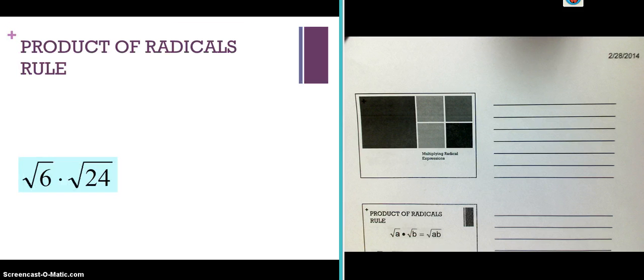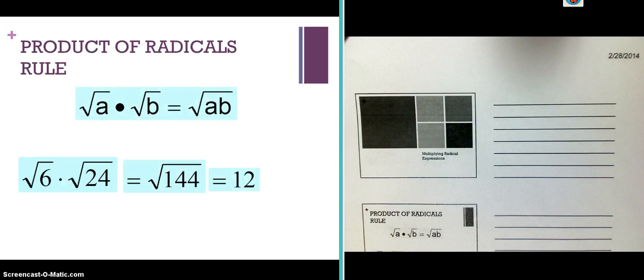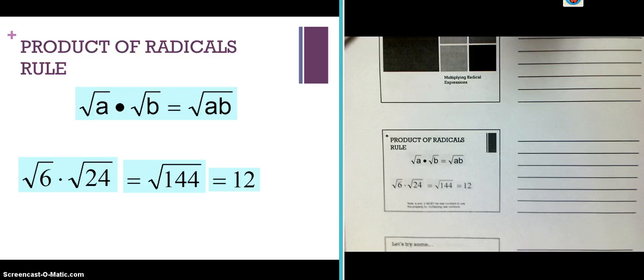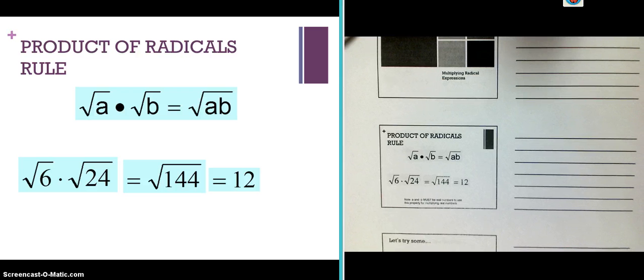Hey, today I will be doing a lesson on multiplying radical expressions. So our product of radicals rule is the square root of a times the square root of b equals the square root of a times b. For example, we have the square root of 6 times the square root of 24 equals the square root of 144, which equals 12.